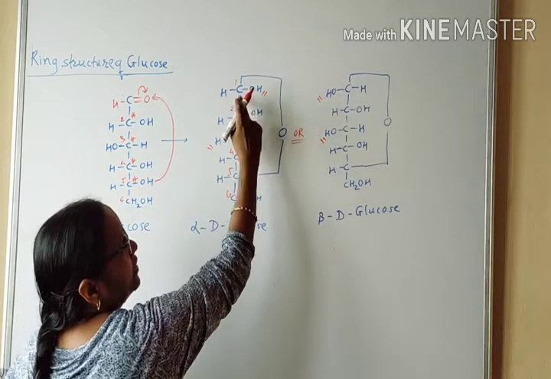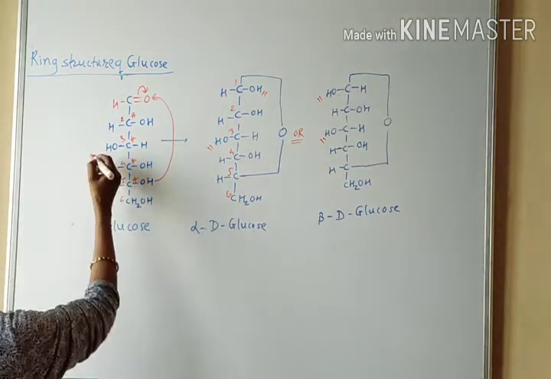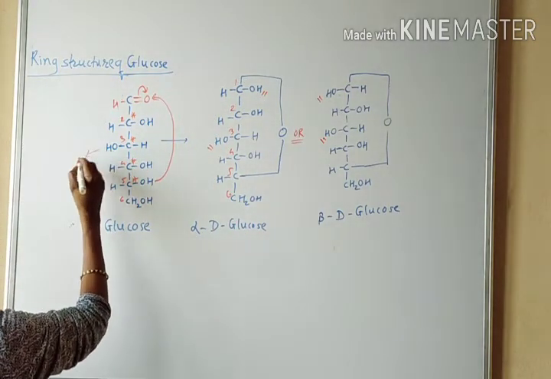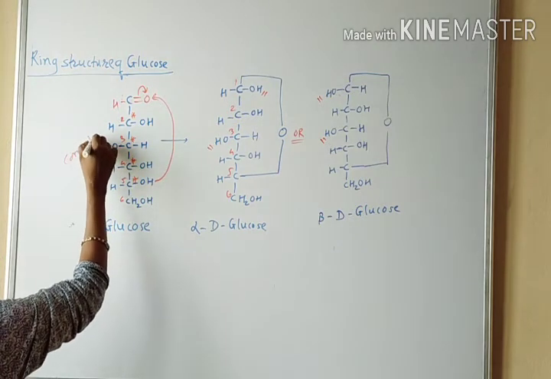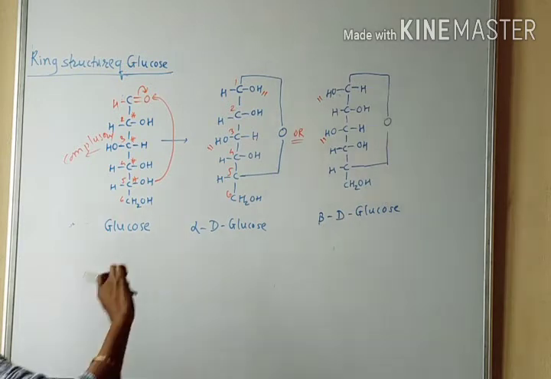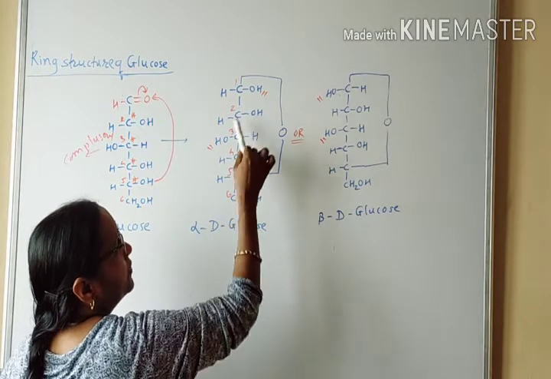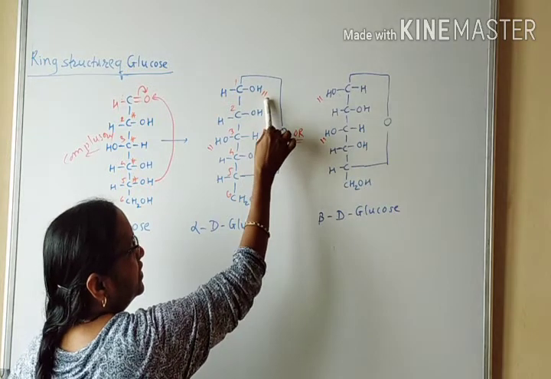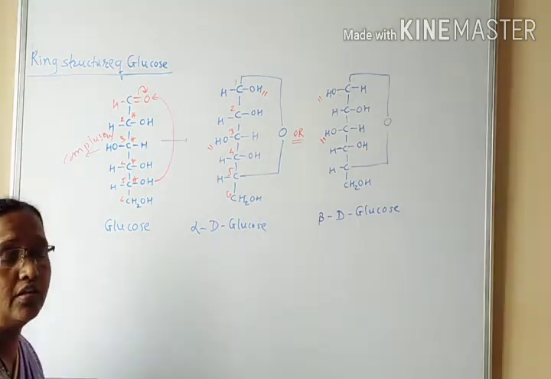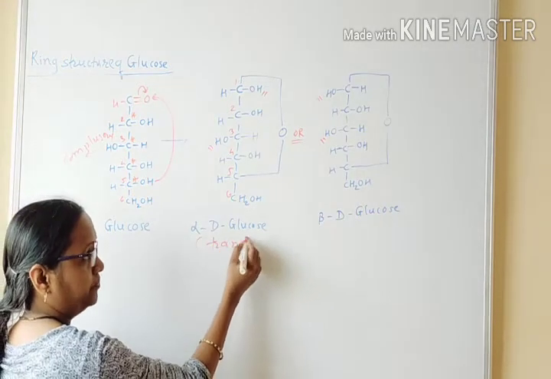Now see here, the OH of the third carbon is compulsory; it is always to the left. So the OH of C3 and the OH of C1 are opposite to each other. That structure is called alpha D glucose, also called the trans.